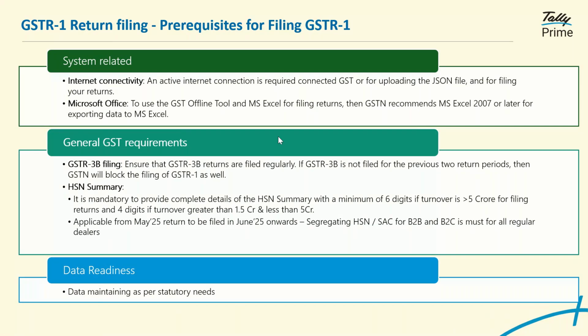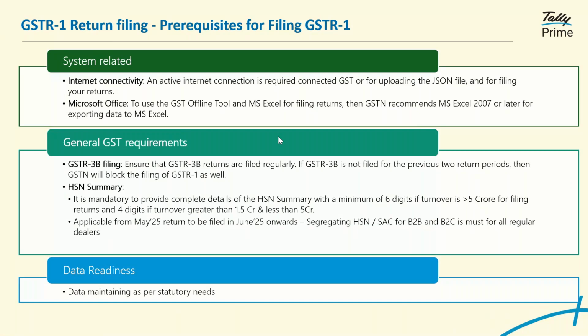So when talking about HSN summary, you all know how important it has been in the transactions. It's mandatory based on the turnover. I have to ensure that a minimum of 6 digits is entered there. If your turnover is more than 5 crore, you have to ensure that 6 digits are used. But if the turnover is less than 5 crore, or greater than 1.5 crore, you can opt for 4 digits of HSN code.